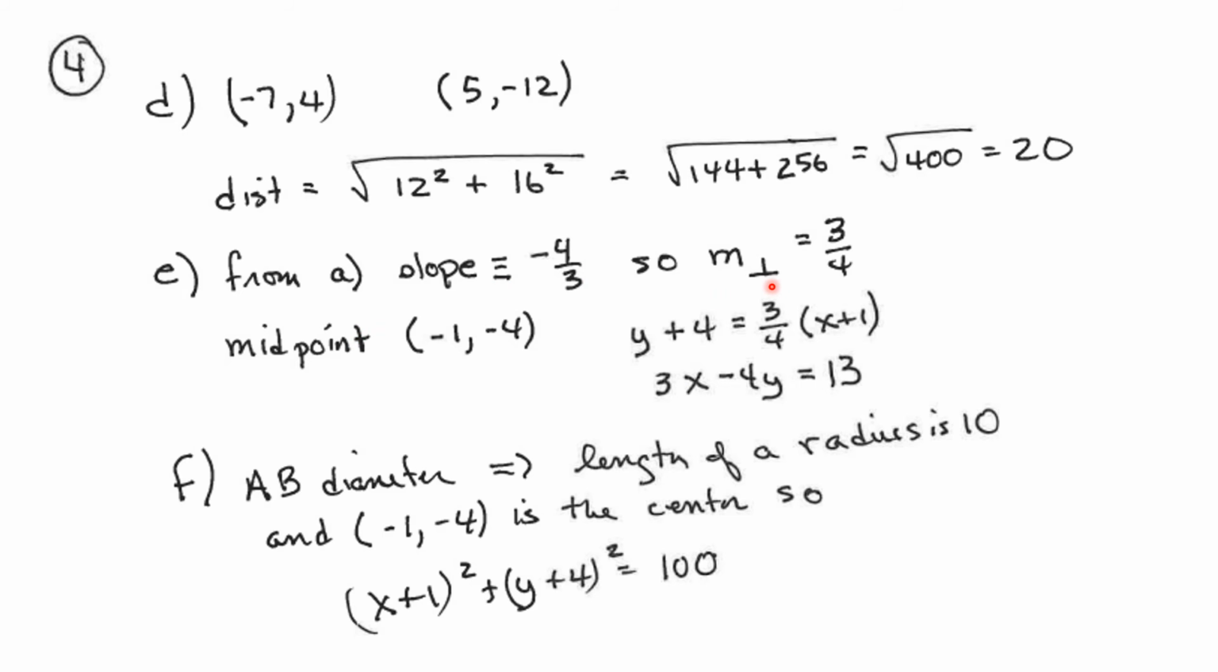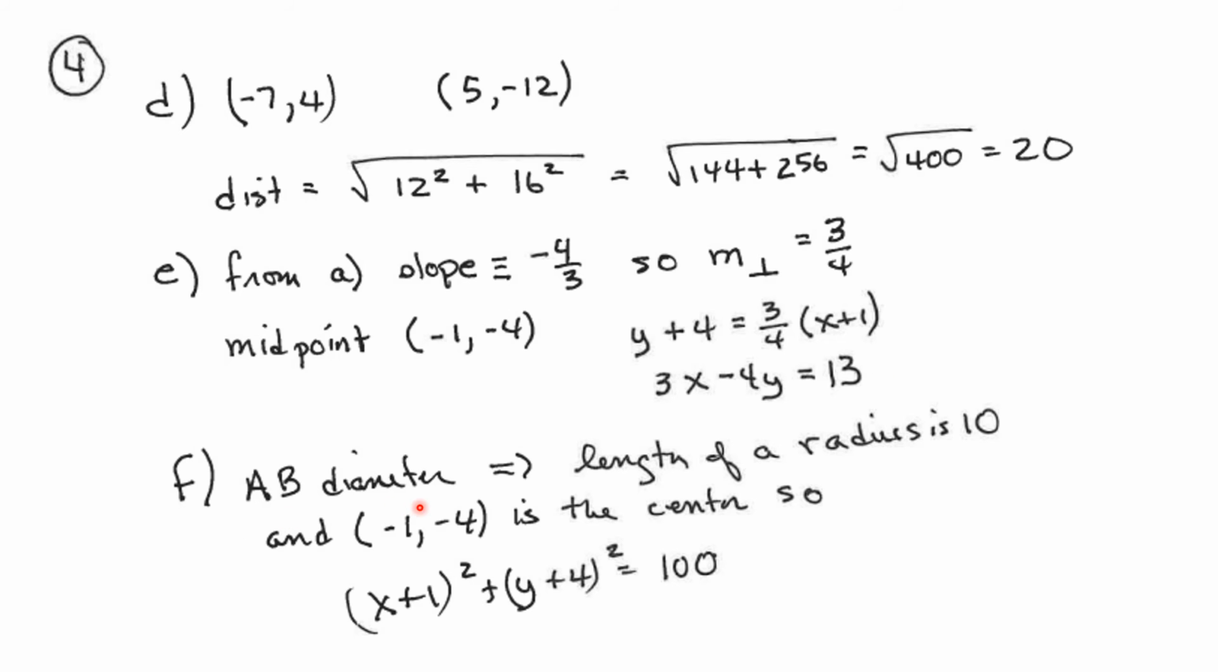Now, the slope of a perpendicular line, assuming this is not equal to 0, is the negative reciprocal. So since the slope was found in part A to be minus 4 over 3, the slope of the perpendicular line is 3 over 4. And the midpoint was this. We found that in an earlier problem. And so it's going to be y minus the y coordinate is equal to the slope of the perpendicular line times x minus the x coordinate. And so I could write it this way, or I could simplify and write it this way.